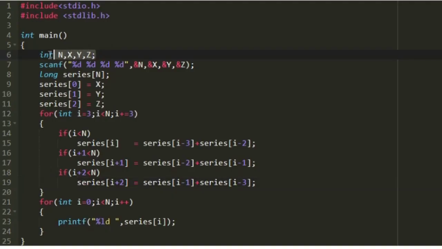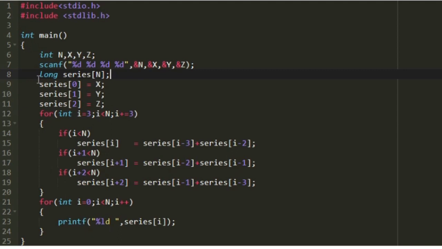So first I am creating four integer variables n, x, y and z, and in the next line I am accepting the values of all the variables n, x, y and z, and then I am creating a new array named series, and the size of this array is n, and it is of data type long. So we will be storing long variables in this array series.